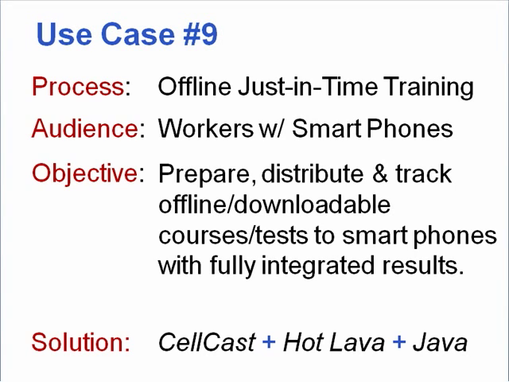In comparison with use case number 8, use case number 9 looks at offline just-in-time training for workers with smartphones. Instead of over-the-air delivery, in this particular case, content is prepared, distributed, and tracked as offline or downloadable courseware to the smartphone, generally in some sort of format like Java or something that's specific to a device. There are Palm versions of these courses for download.